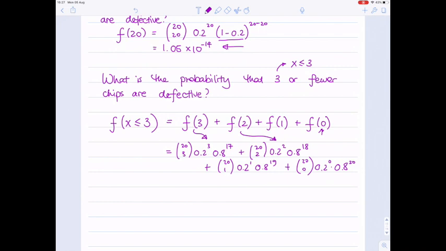This is a little bit of a pain, but if you plug it into your calculator, you should get a probability of 0.411. So this says that there's about a 40% chance that 3 or fewer of the chips are defective. So this is just an example of how to use the binomial distribution.